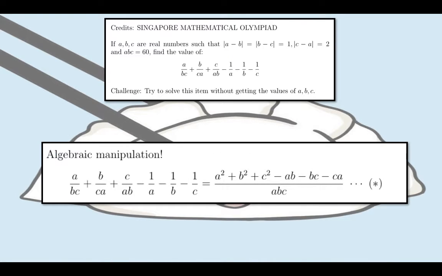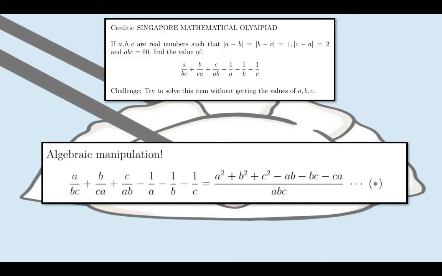So for the first step of our algebraic manipulation, let's take all the terms to have a common denominator. The LCM of the denominators we can have is ABC. Now we can put everything into one fraction. That's going to become A squared plus B squared plus C squared minus AB minus BC minus CA all over ABC. Now let's call this expression star.